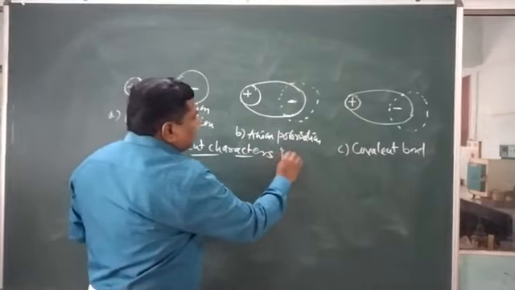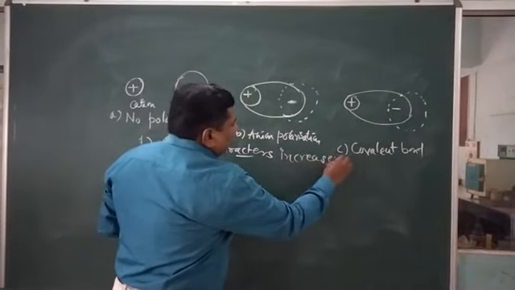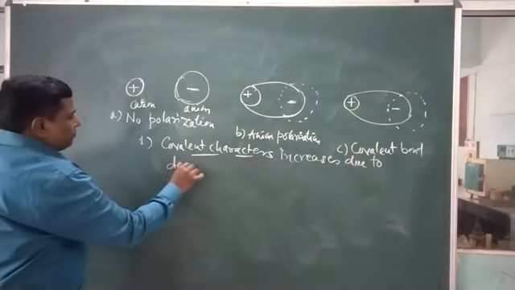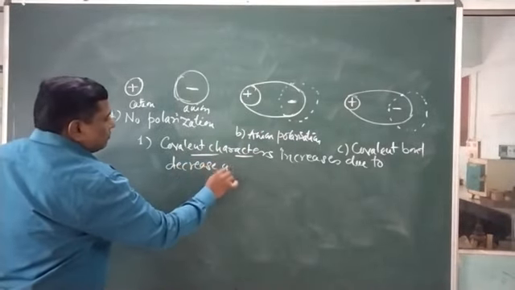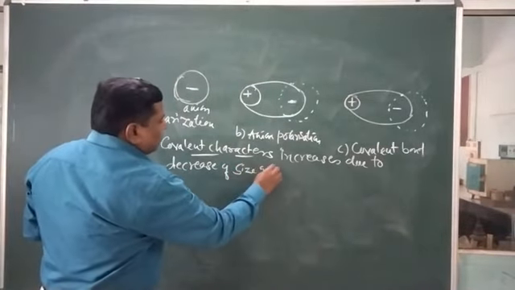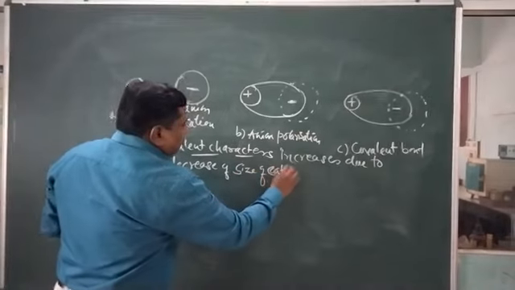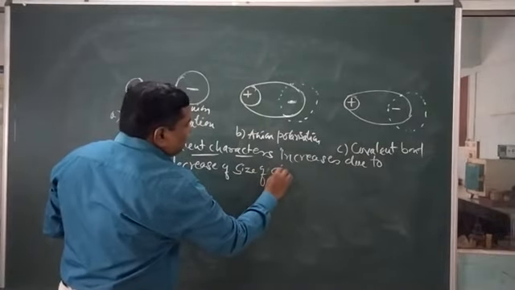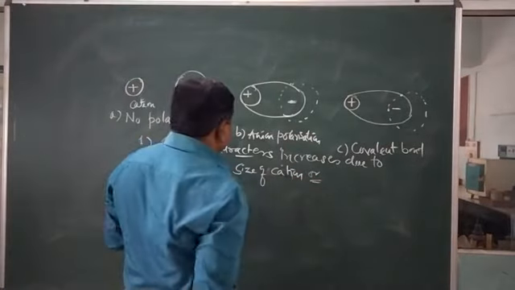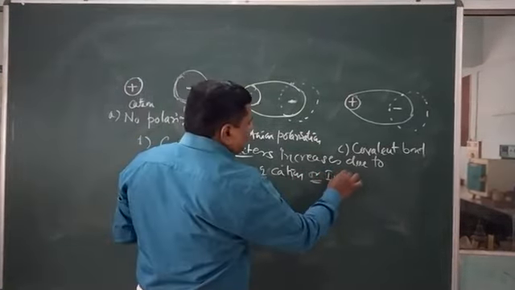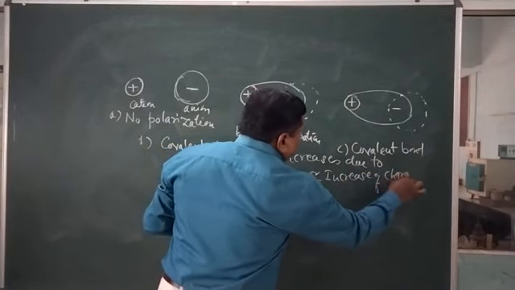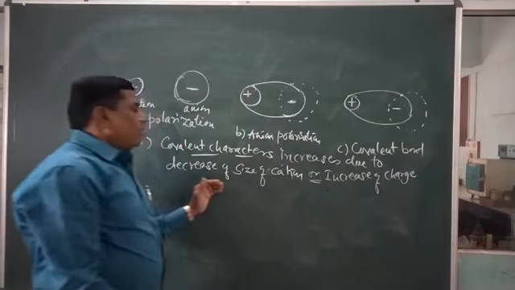Covalent character increases due to a decrease in the size of the cation, or you can say it increases with an increase of the charge. Increase of the charge will also be considered in the case of cations.